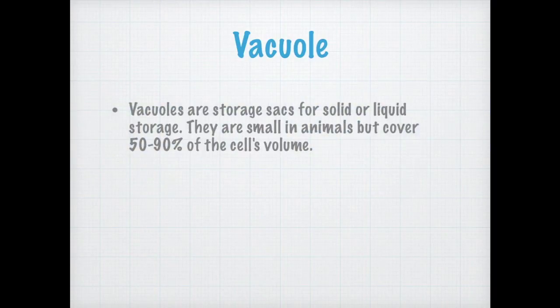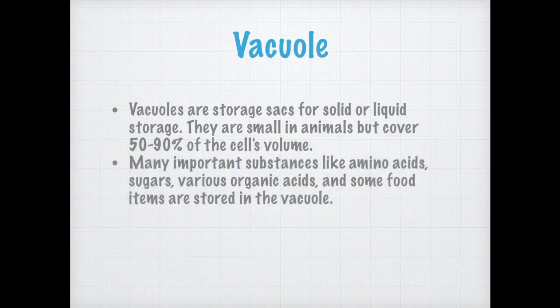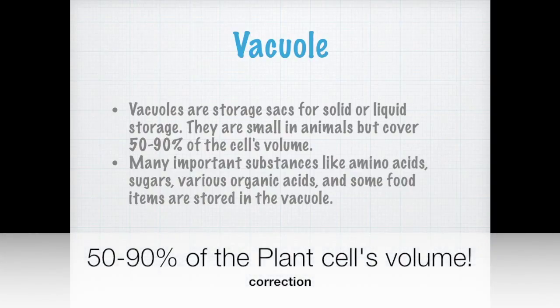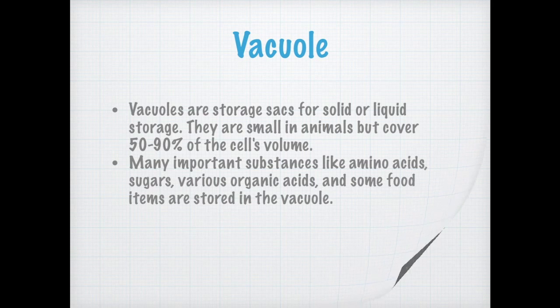So the vacuole is basically a large storage sac. It is basically the storeroom of the cell, if you take it in a simple way. The vacuole of animal cells is very small, but in plant cells they occupy 50 to 90% of the cell's volume. Sorry, there's a mistake in the statement there. I'll fix it just now. So the vacuoles are basically the storerooms of the cell, and many important substances like amino acids, sugars, various organic acids, and some food items are stored in the vacuole.